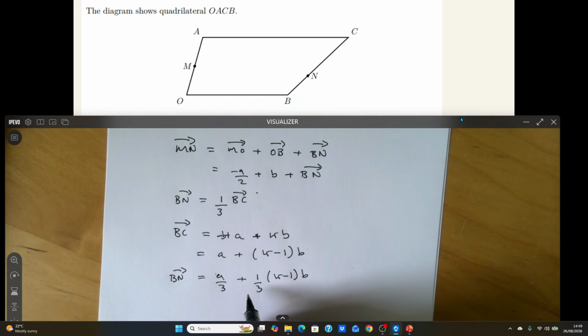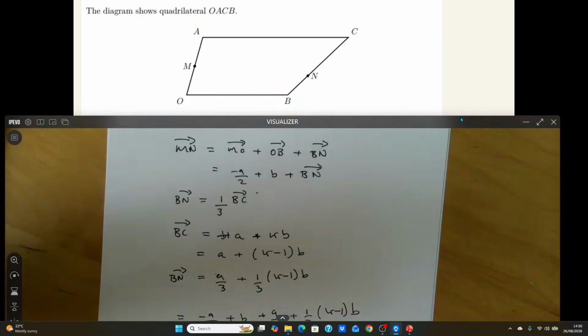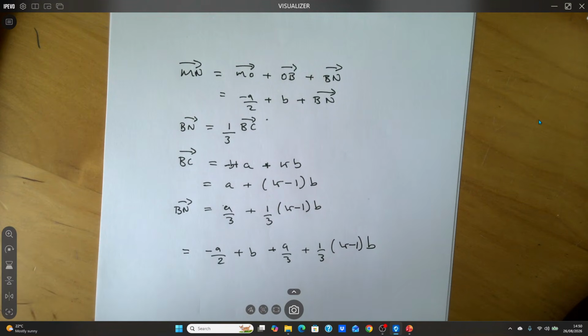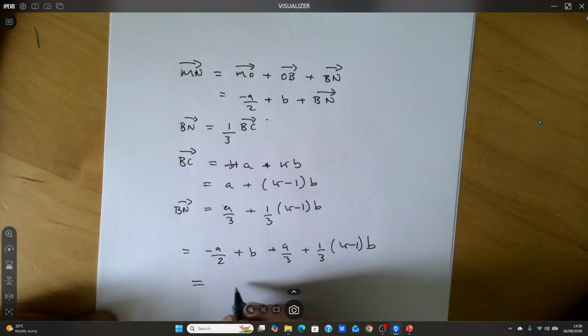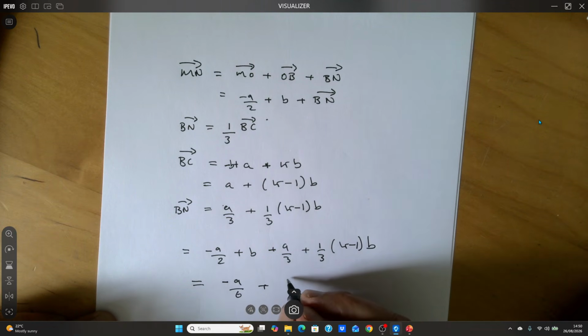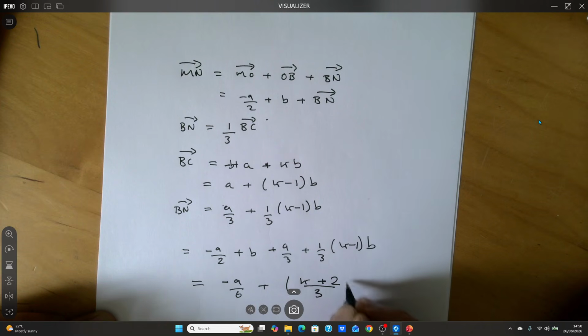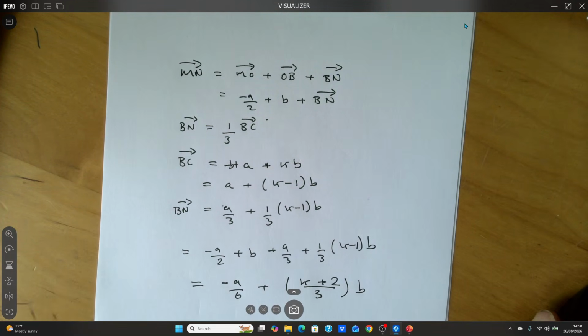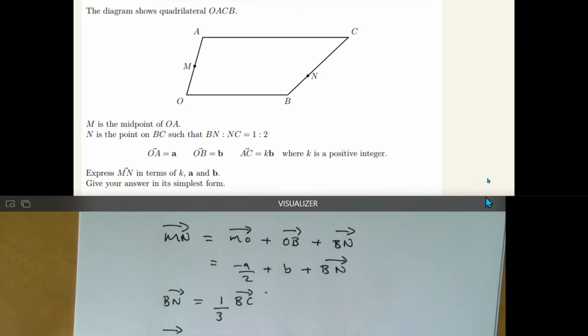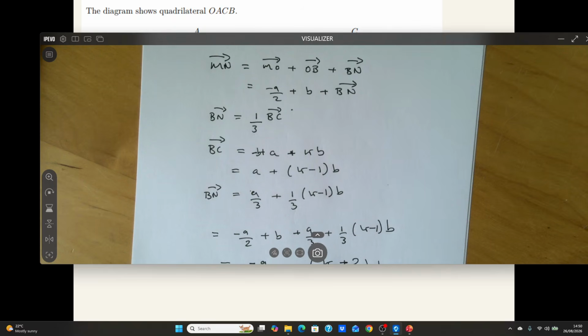So what do we do with that? We put that back in there. So we've got minus a over 2 plus b plus a over 3 plus a third (k minus 1)b. Tidy that up. That gives you minus a over 6 plus (k plus 2) over 3 b. Was there a part B to the question? No. Right, brilliant, thank you, well done.